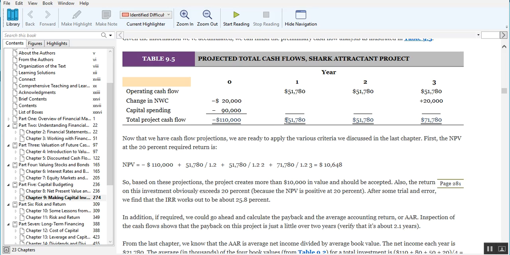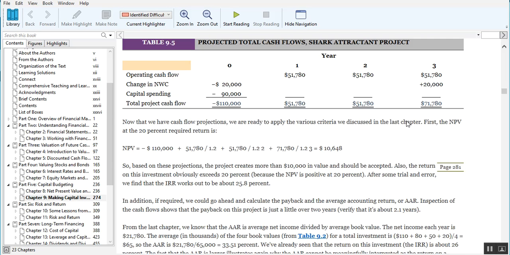In year 1, we have the $51,780 in cash flows that comes back. Year 2, the same amount, and in year 3, we recover the $20,000 in net working capital we initially invested, plus this additional cash flow that we have based on the net income statement, and that basically gives us $71,780.